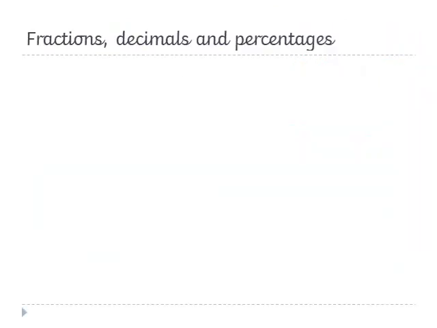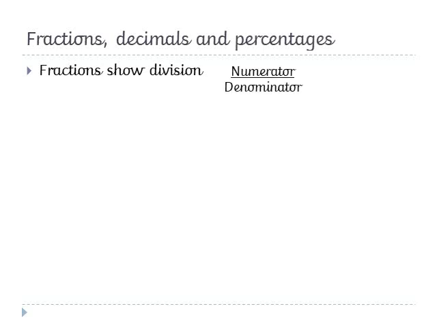Okay, so let's start by reminding ourselves what fractions, decimals and percentages are. If we start with fractions, fractions show a division and they are made up of two digits, one on top, which is the numerator, and one on the bottom, which is the denominator. So for example, in the fraction here, we have 1/4, which is 1 divided by 4, 1 divided into 4 equal parts.